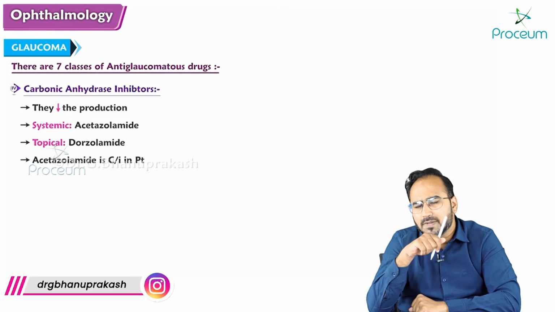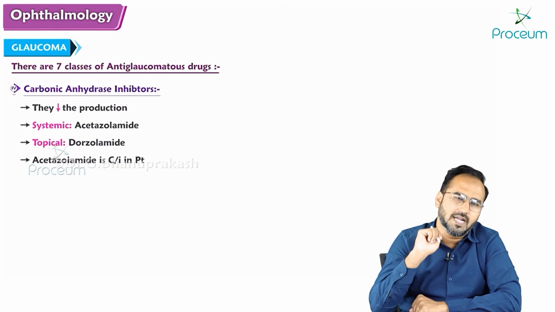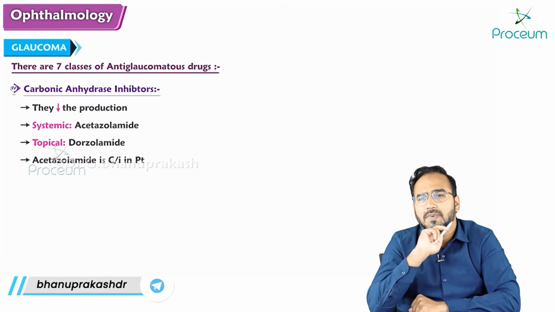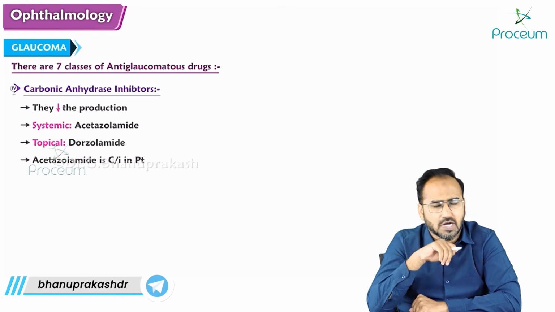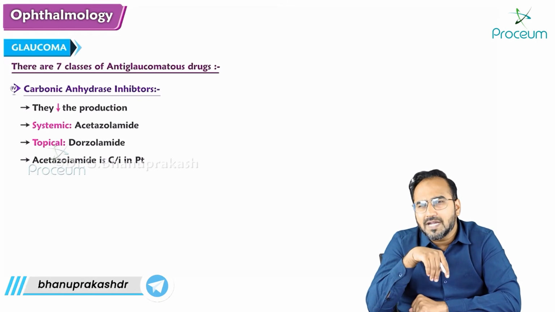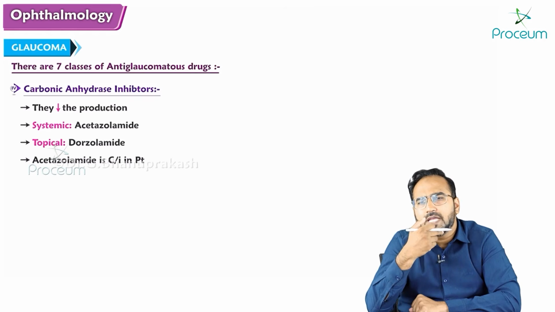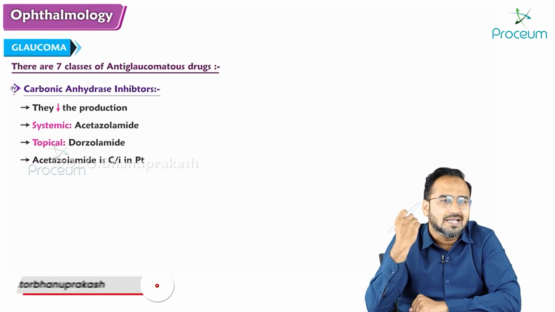Whether it is increasing the production or decreasing the production or increasing the outflow, it increases the outflow. But this dorzolamide also comes with a complication. What complication? When dorzolamide is used for a longer period of time, it will cause damage to the cornea, which leads to corneal decompensation.